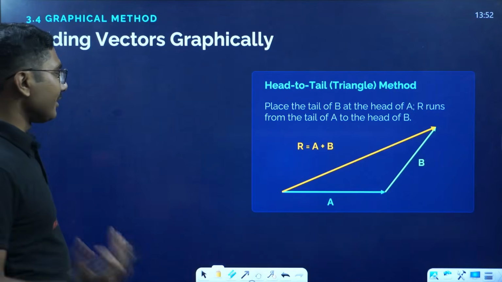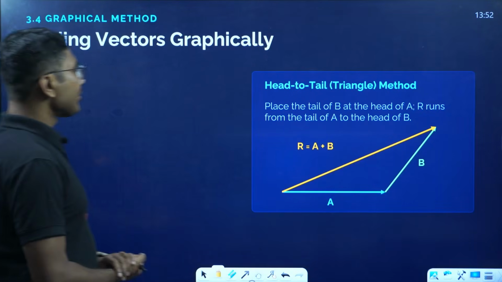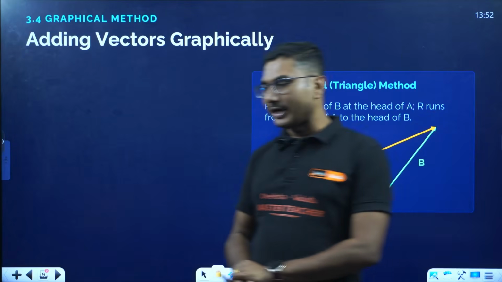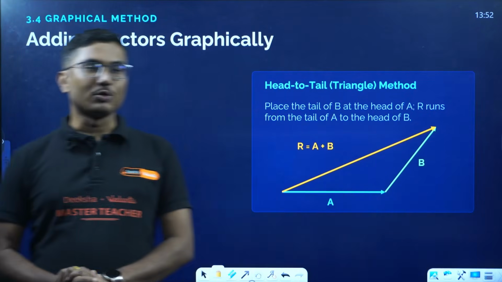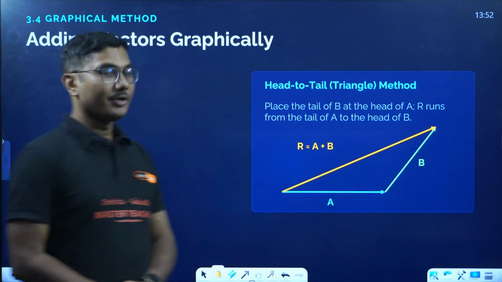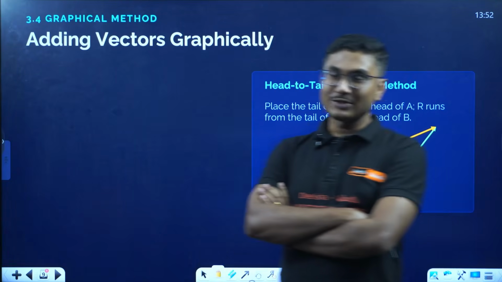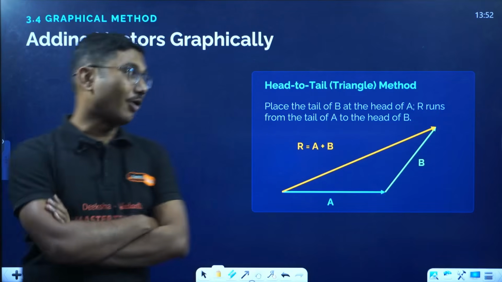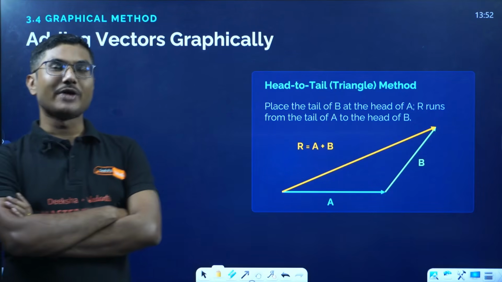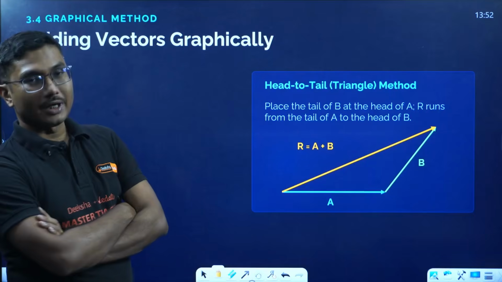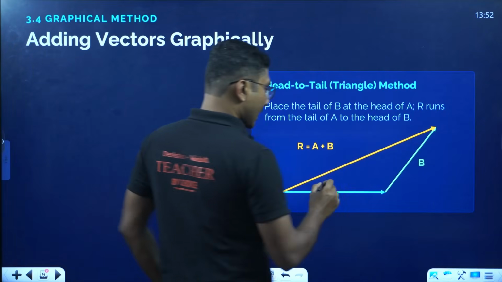This is slightly tricky, but anyway. Now, addition of 2 vectors, graphical method. You can add vectors, but not like a normal 2 plus 2 equals 4. So how can you add 2 vectors? That is super duper important. The only way to add 2 vectors, you have to use one of the 2 graphical methods. One of them is the triangle method. So what is the triangle method?